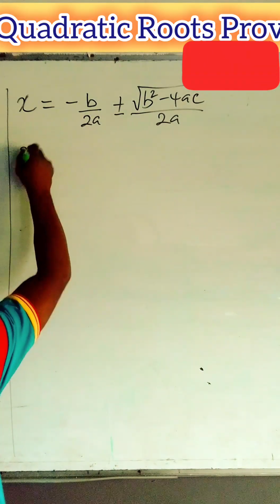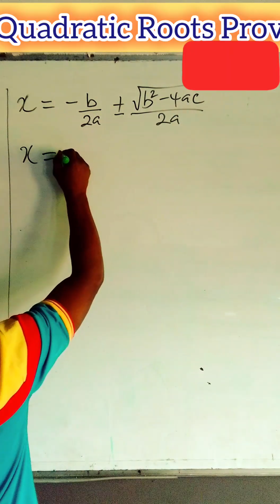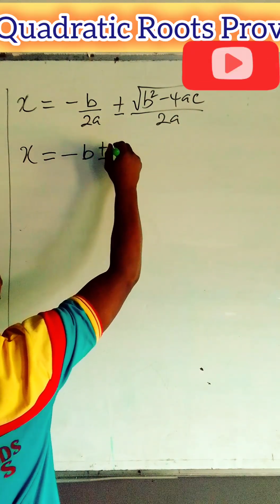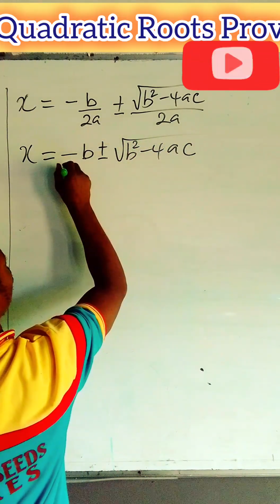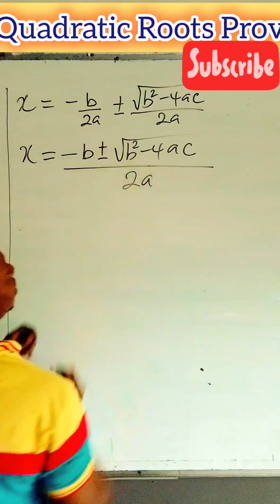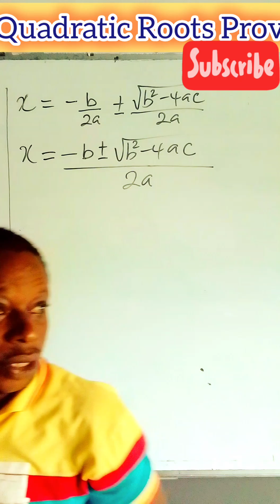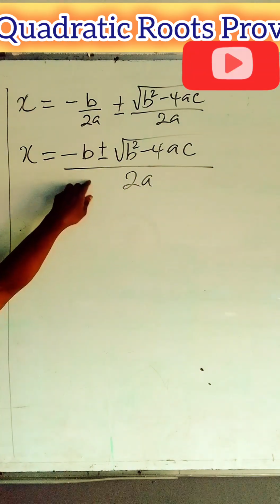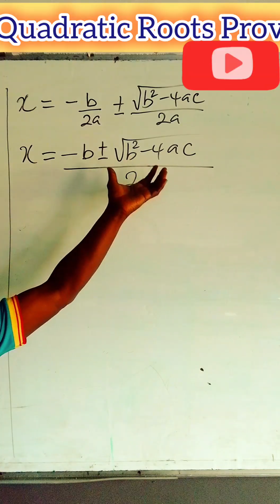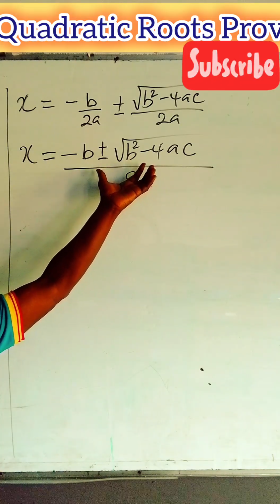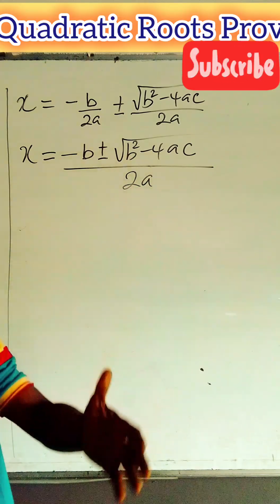So we are going to have x equals, the denominators are the same, we add the numerators. So we will have minus b plus and minus root of b squared minus 4ac all over 2a. This is called the roots of quadratic equation, or what we now call the quadratic formula for finding the roots of quadratic equation. Of course, this is made up of two roots, two answers for the quadratic equation. We are going to split it.